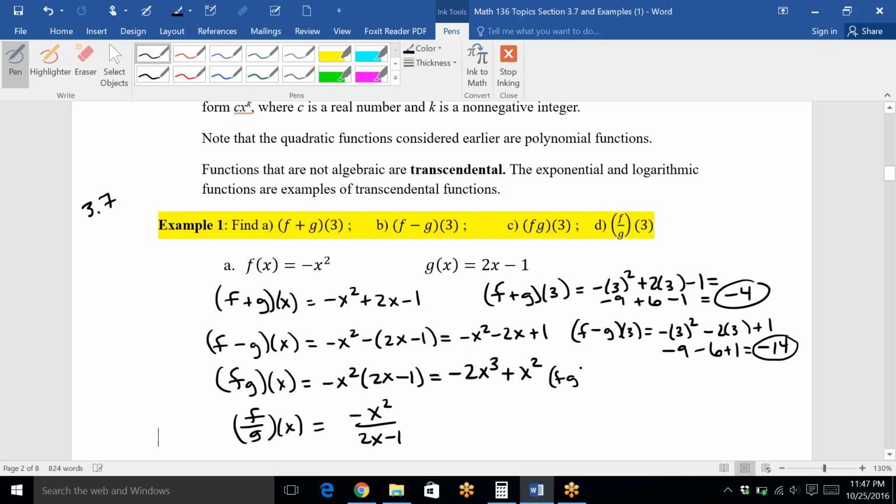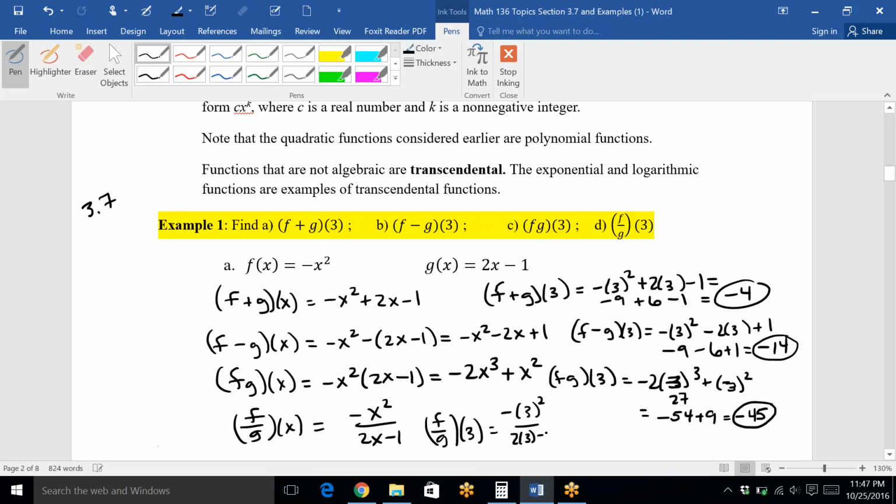For the f times g of 3, we would be doing negative 2 times negative 3 cubed plus positive 3 squared. So this would be 3 cubed is 27, times it by negative 2, that would be negative 54 plus 9. So that would be negative 45. And then for the last one, f over g of 3, we would get negative 3 squared over 2 times 3 minus 1. That is negative 9 over 6 minus 1, which would be 5. So negative 9/5.